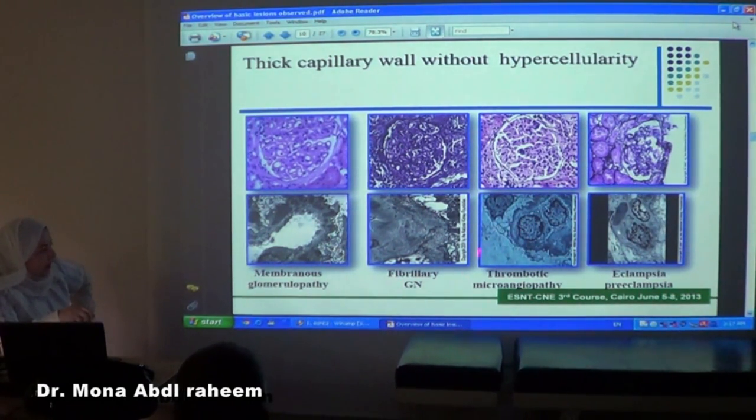Thrombotic microangiopathy can be seen in different conditions. Here there is no deposit in the basement membrane, but the thickness is due to widening of the subendothelial space, like this one, and here is the endothelial cell. So we have just widening of the subendothelial space. In fibrillary glomerulonephritis, we will detect these microtubules or fibrils, and preeclampsia is similar to thrombotic microangiopathy, with no more deposit, just endothelial changes.